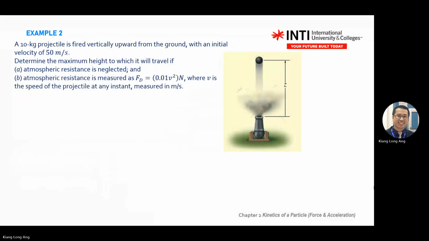Okay. So how do you work with this question? Again, when you see this question, how do you know this question is chapter 2 or chapter 1? Chapter 1, you don't see force inside the question. You deal with displacement, velocity, acceleration, time.